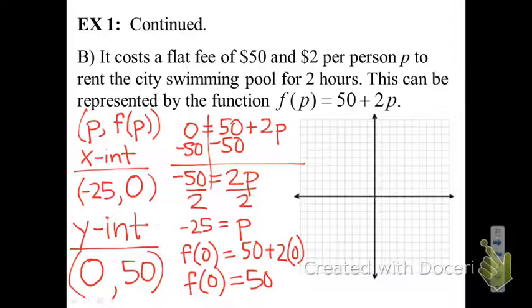So my first one is back 25, up 0. I'm going by fives: 5, 10, 15, 20, 25. My y-intercept is over 0, up 50: 5, 10, 15, 20, 25, 30, 35, 40, 45, 50. For those of you that did not go by fives, if you went by tens, you'd have a smaller graph.